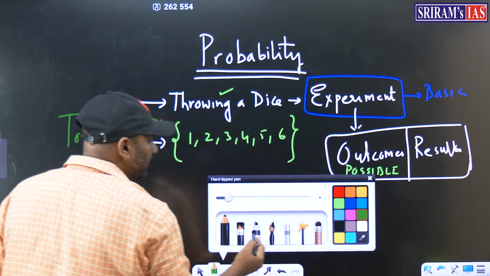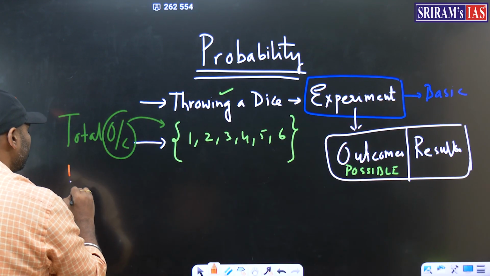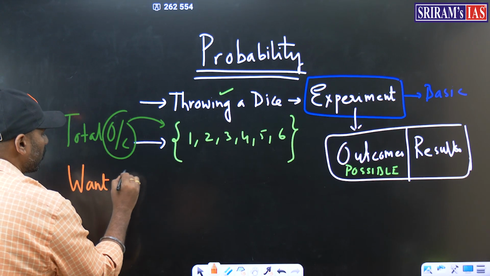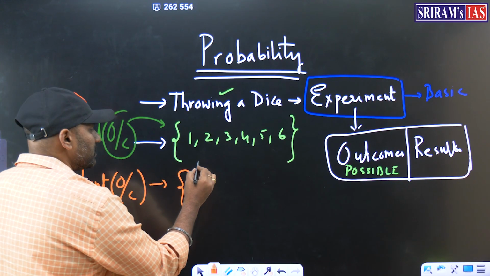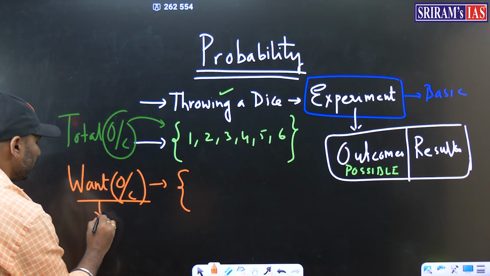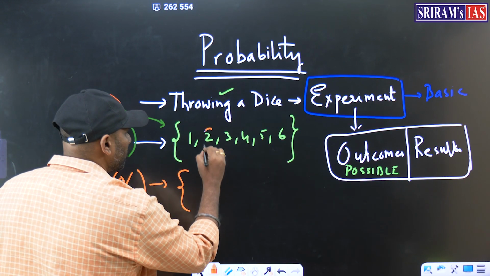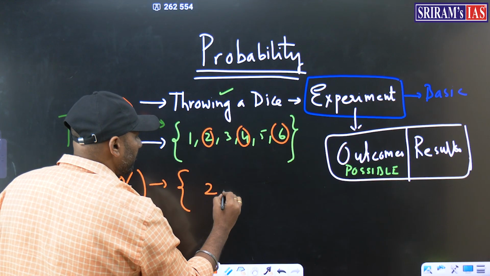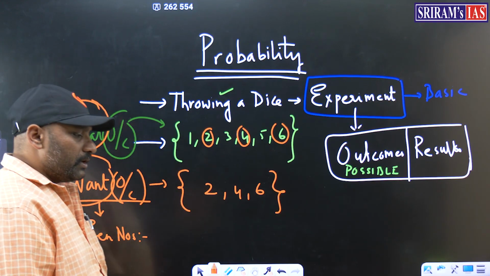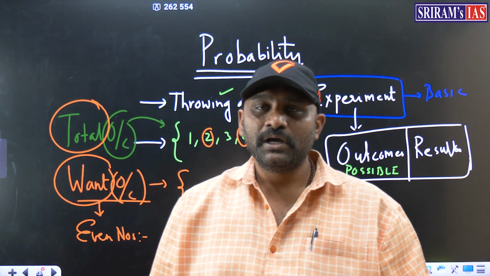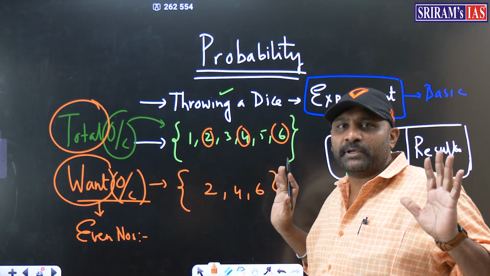These are the total outcomes. Of these, what do I want? What I want is only even numbers. We write that as want outcomes. What are the want outcomes that we have? They must be even numbers. Want outcome is even numbers. That means the outcomes are 2, 4 and 6. Only then I am happy. Here is the total outcomes; when we do the experiment, 1, 2, 3, 4, 5, 6 can come, but what do I want? If 2, 4, 6 come, I am happy.